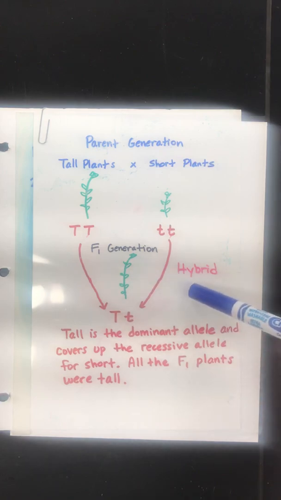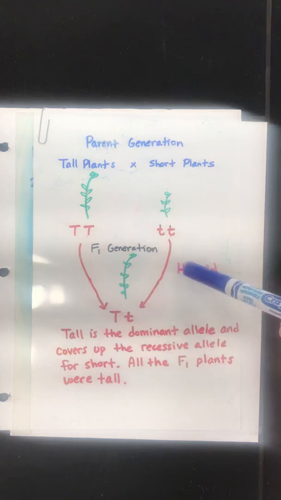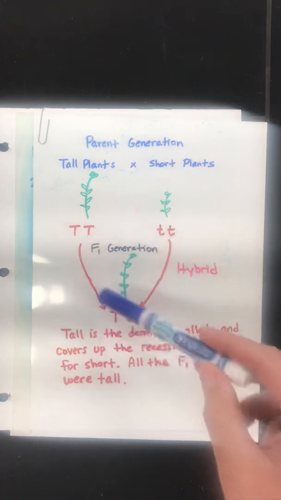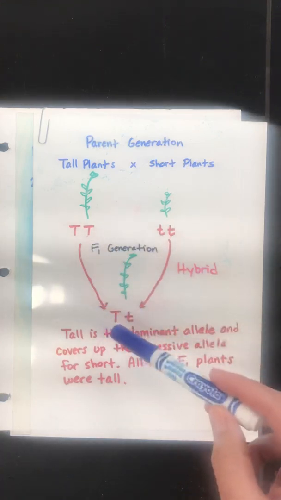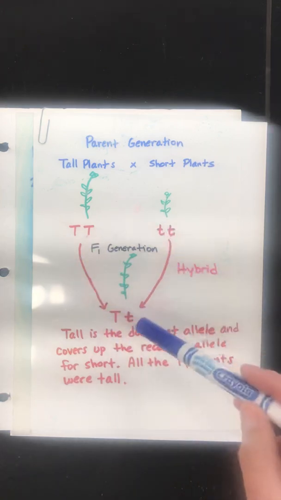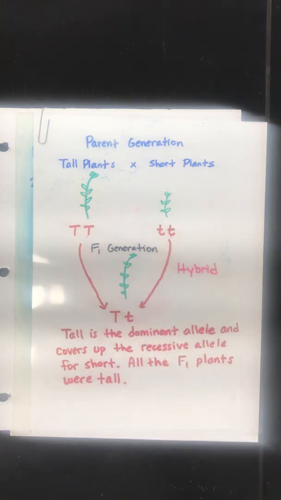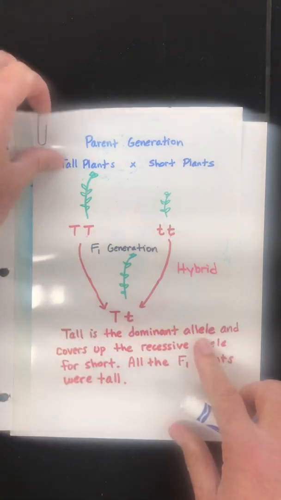And we called that a hybrid because these were purebreds, but a hybrid is something that's a mix. So here you can see that it's a hybrid because it received one dominant allele from the tall parent and one recessive allele from the short parent. So we're going to do a Punnett square to show this. So please copy this on your notes.